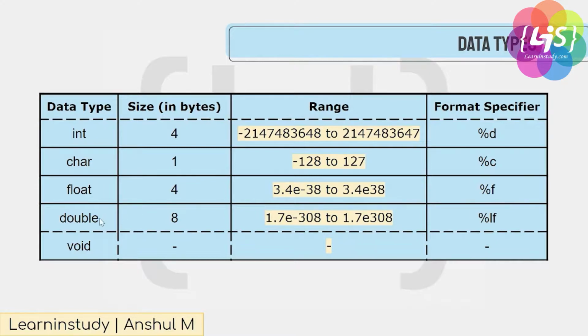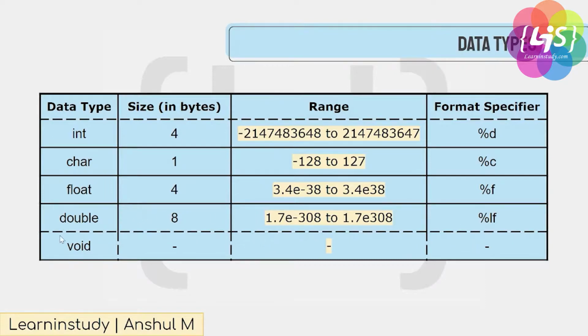Next is the double data type. It takes up 8 bytes of memory when declared, and its range is from 1.7 into 10 raised to the power minus 308 to 1.7 into 10 raised to the power 308. Its format specifier is %lf.